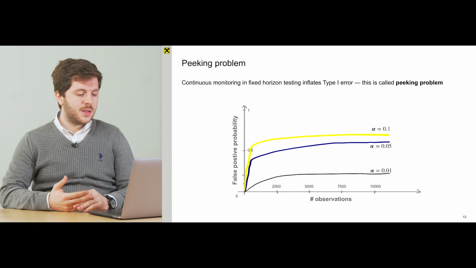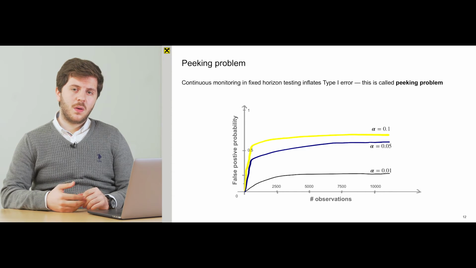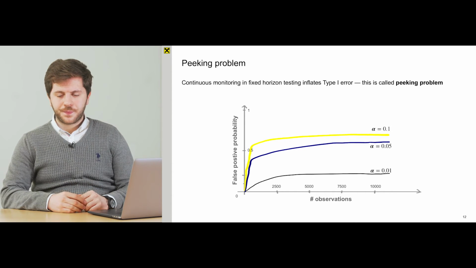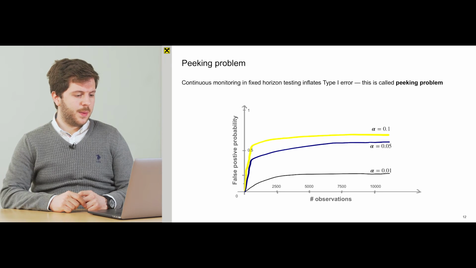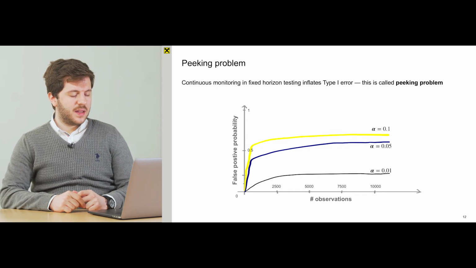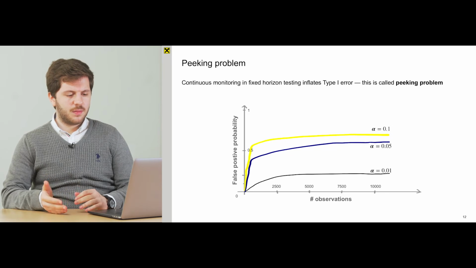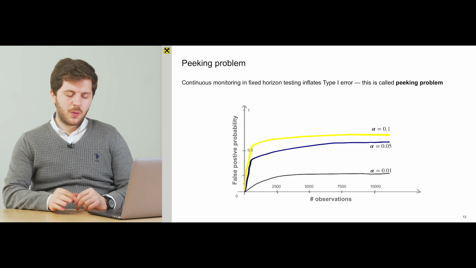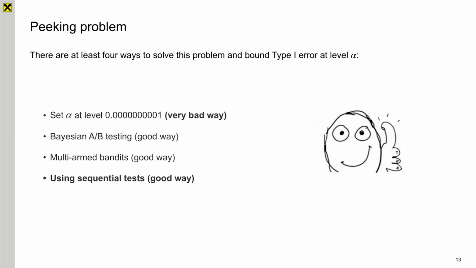We don't want that, so there are at least 4 ways to handle this problem, and I think they're very interesting, so let's go through them. The first one is setting alpha at a very low level, but it will result in very small power of your test. So you will not detect the effect when it exists.